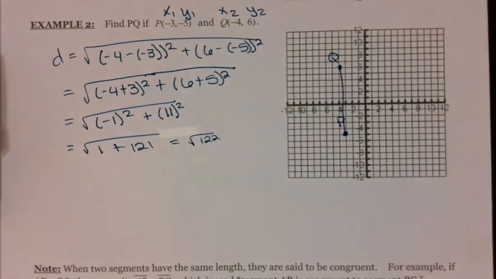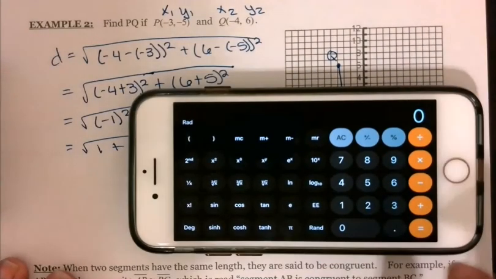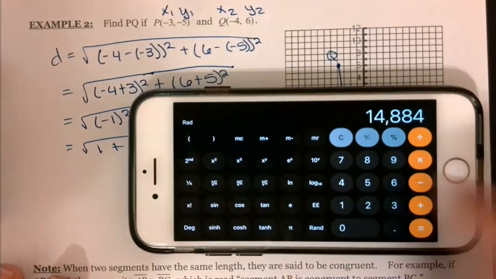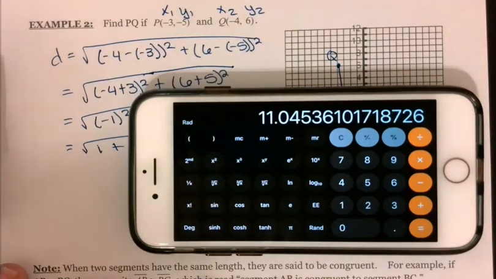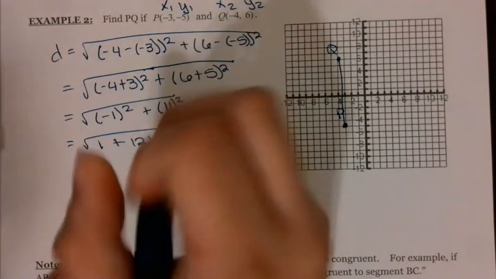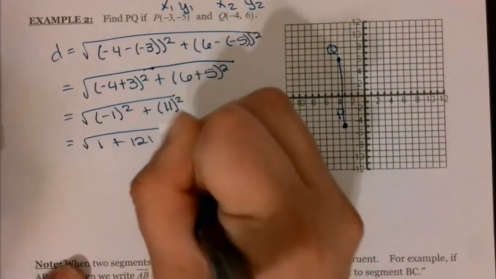I want to go ahead and type this on my calculator again. So here is my calculator. I want to do 122 and the square root button underneath. So I get 11.04. So this is approximately, that's what this wavy line means, approximately 11.